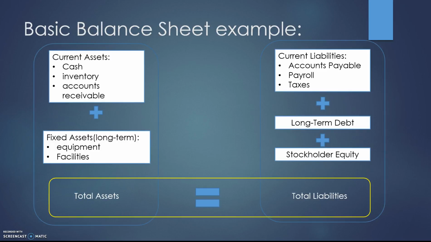Here's an example of a basic balance sheet. On the left-hand side, we have current assets, which are things like cash, inventory, and accounts receivable. And we need to add them to our fixed assets, which are our equipment, our facilities, and our plant. When added together, these represent our total assets. On the right-hand side of our balance sheet, we have current liabilities, which are things like accounts payable, payroll, and taxes. In addition, we have to add in our long-term debt and our stockholder equity. These things combined equal our total liabilities. For our balance sheet to balance, our total assets must equal our total liabilities.